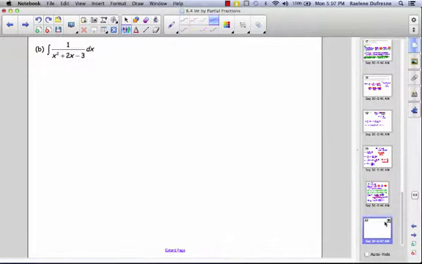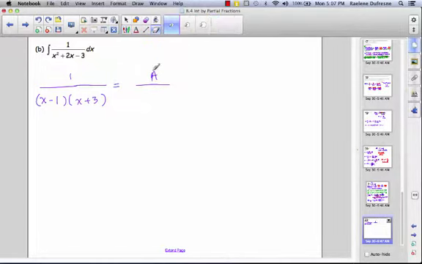In part B, we have the integral of 1 over x squared plus 2x minus 3 dx, and we notice that the fraction is proper, so we are ready to factor the denominator and begin decomposing. And we have no repeats and linear factors, so we are going to have A over x minus 1 plus B over x plus 3.